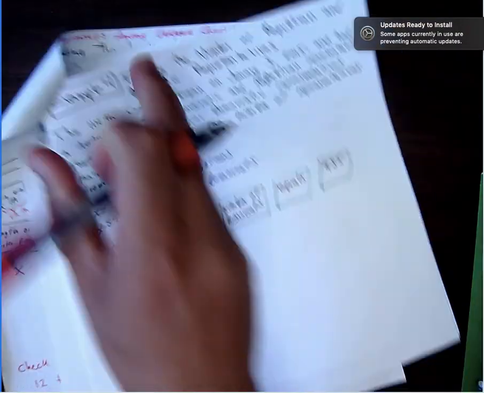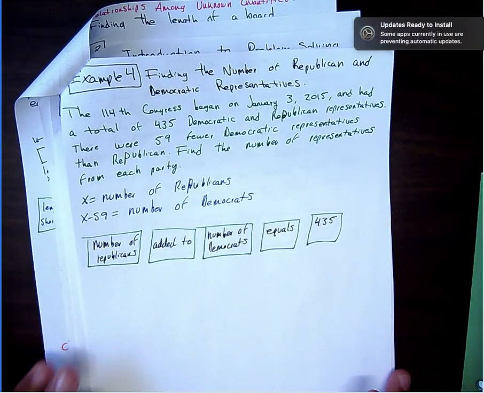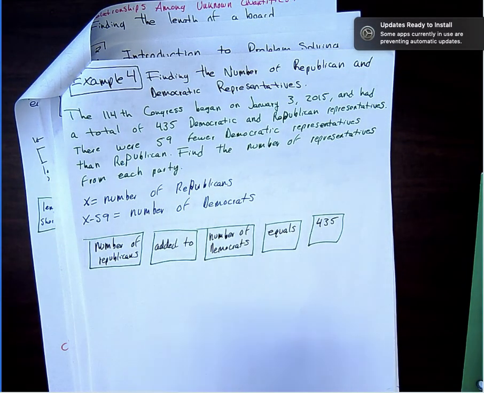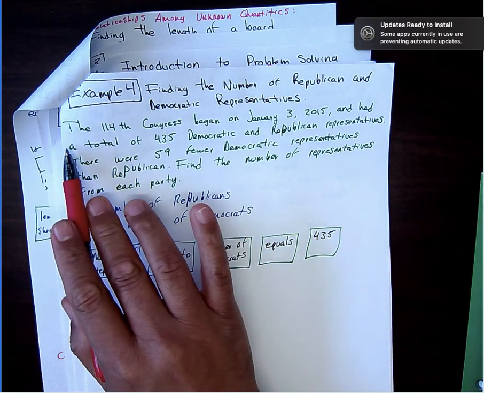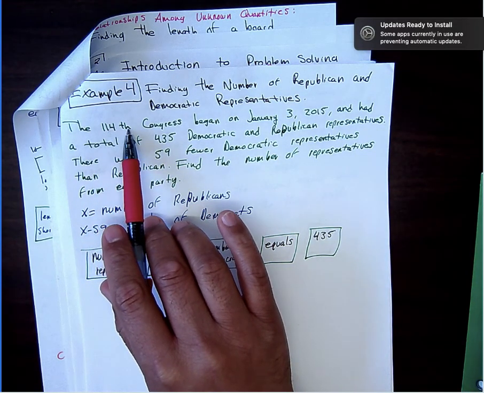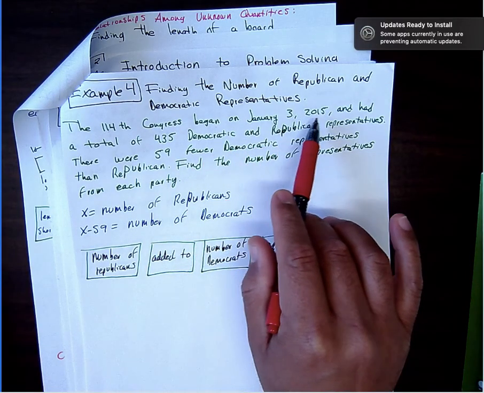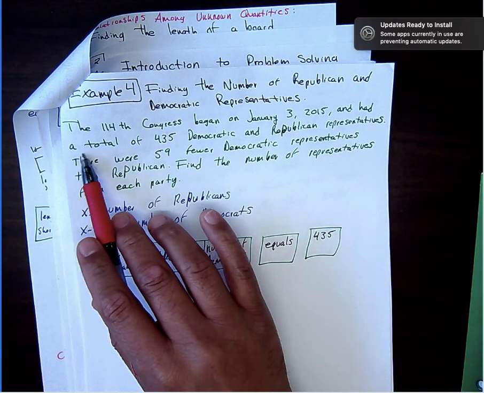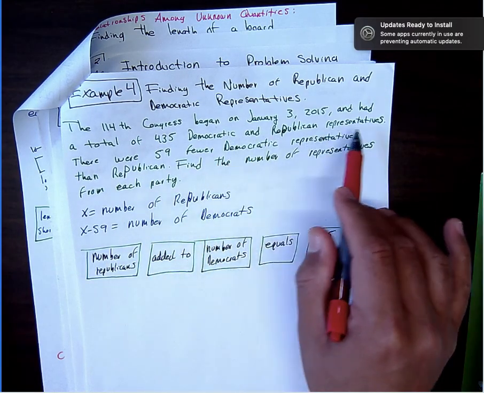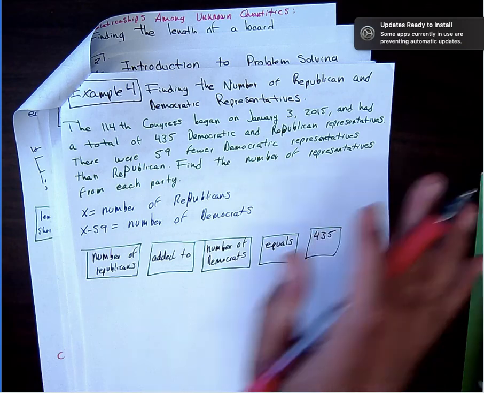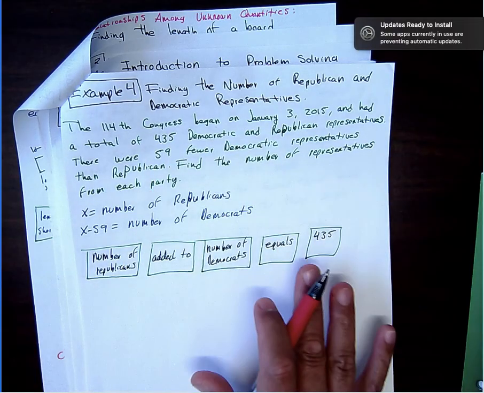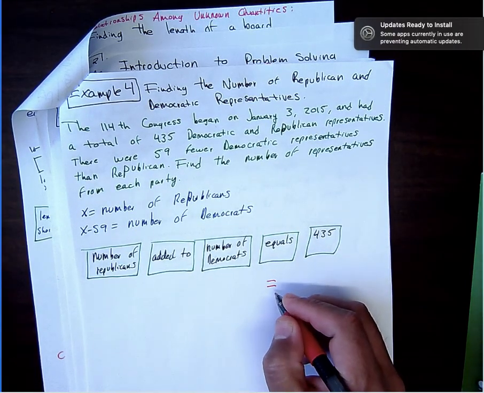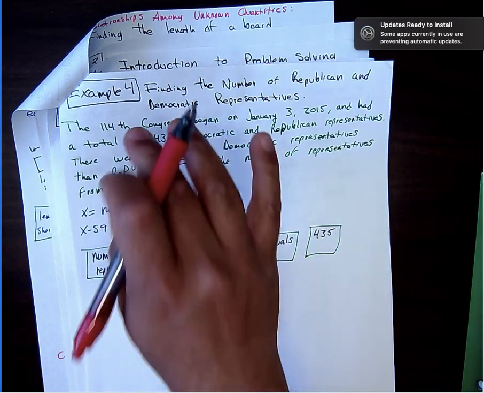So example 4. This is more of relationships among unknown quantities. Finding a number of Republican and Democratic representatives. This is the question. The 114th Congress began on January 3rd, 2015, and had a total of 435 Democratic and Republican representatives. So you know we're gonna be adding for sure, and whatever we add, it needs to equal this. That's why you need to make that connection right away. Whatever we're gonna be adding, it has to equal this number.